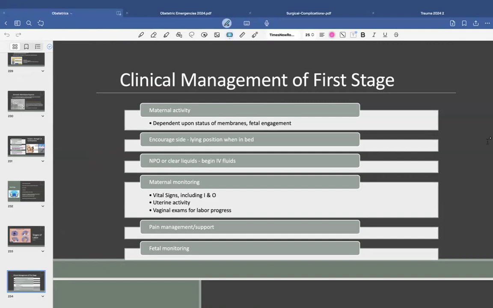You want to encourage sideline positions. We'll talk about that again in a minute. We talked about that last week with the inferior vena cava, when you're laying on your back and not being able to breathe and things like that. That blood vessel is very important in labor as well. We'll talk about that in a minute.